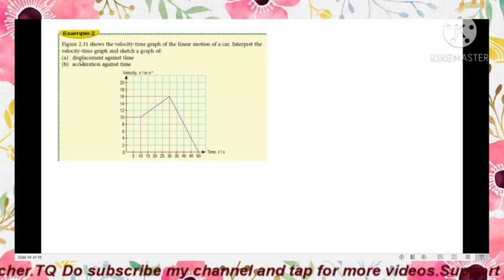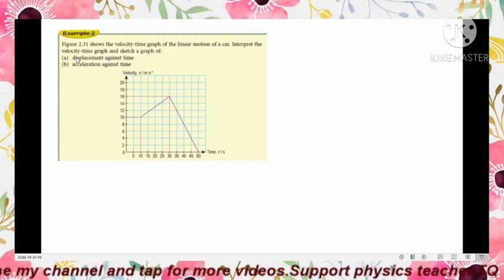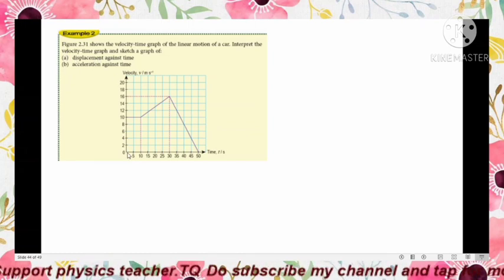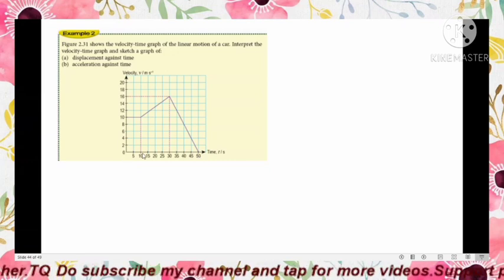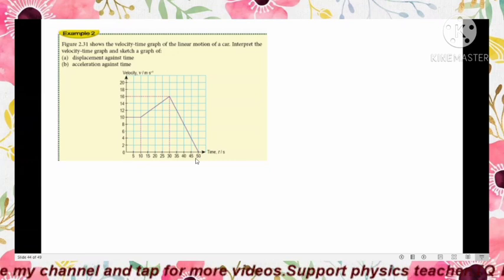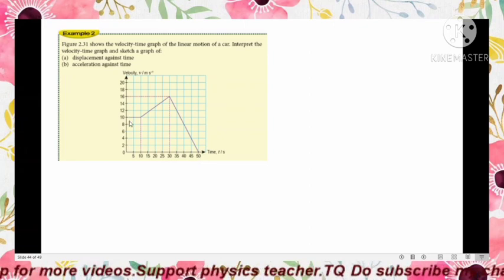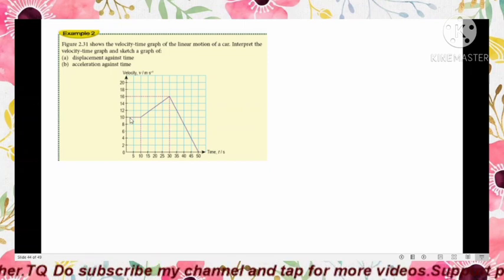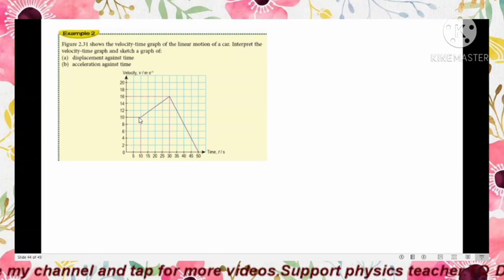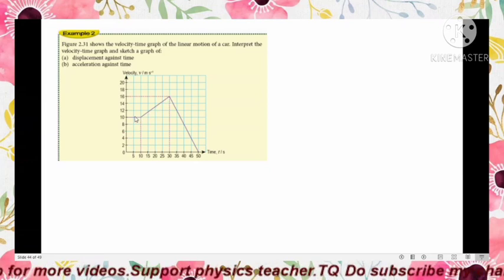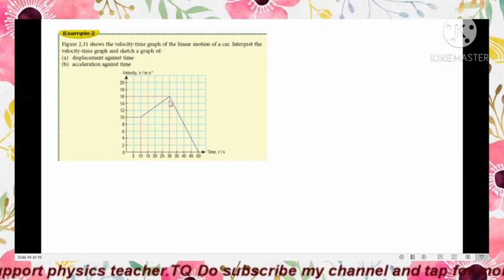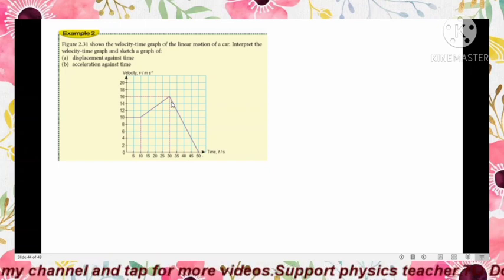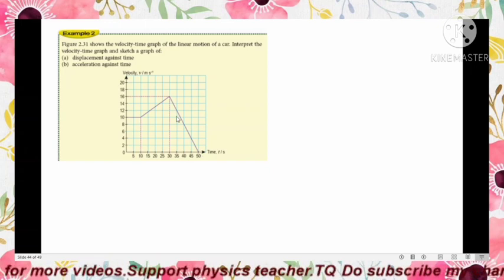We want to sketch a displacement against time graph. Meaning you need to determine the displacement for each of the time intervals here: from 0 to 10 seconds, 10 to 30 seconds, then 30 to 50 seconds. Looking at the type of motion, for 0 to 10 seconds, it is constant velocity or zero acceleration. For 10 to 30, it is uniform acceleration. For 30 to 50, it is negative acceleration, or acceleration in the opposite direction, or we can also say deceleration.